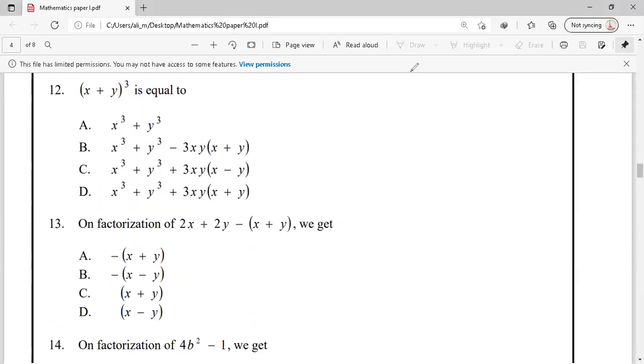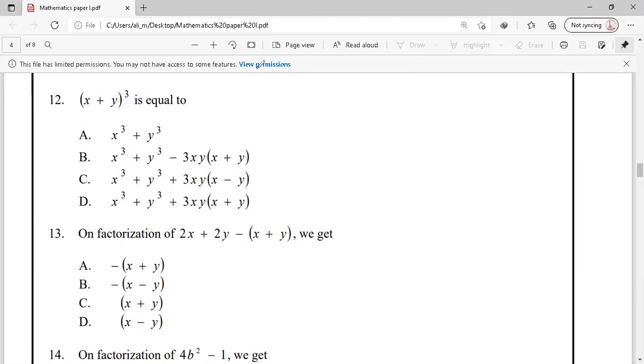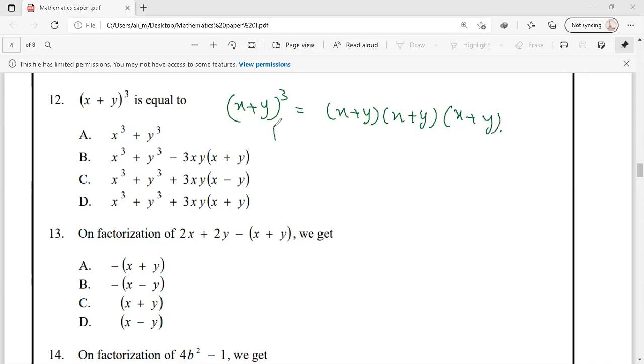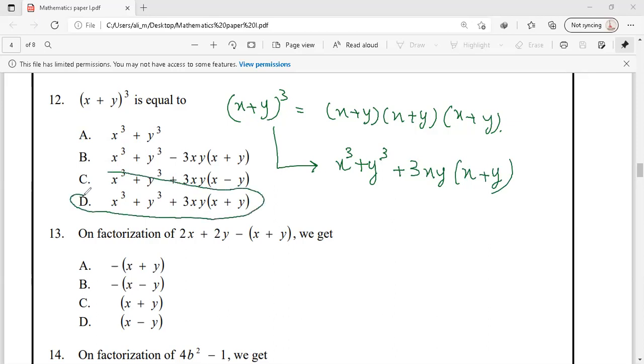Let's see our next question, 12 and 13. In question number 12, we have to give the expanded form of this cubic polynomial (x plus y) whole cube. We can directly apply the algebraic formula, or by using simple algebra, we can multiply these three brackets to find our required answer. According to the algebraic formula, this equals x cube plus y cube plus 3xy into (x plus y). So the correct answer is in our option D. So this is the right answer.